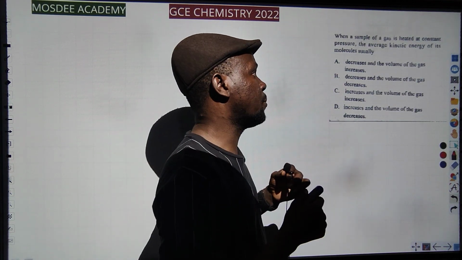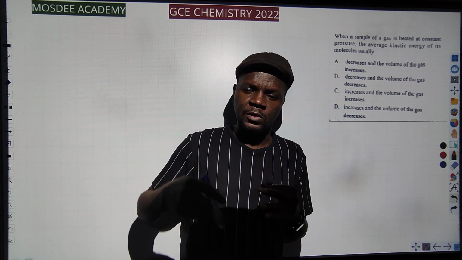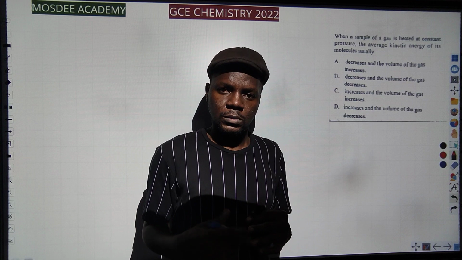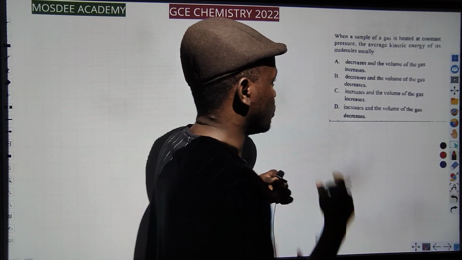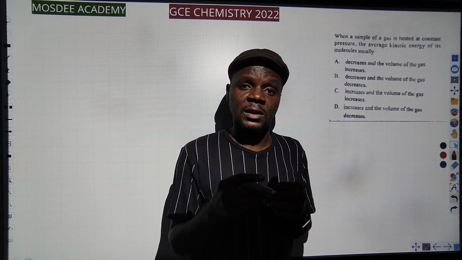This says, when a sample of gas is heated at constant pressure. The key for us is it was constant pressure. So when pressure is constant, you can always think of Charles' law. You can say kinetic theory of gas. The ability to attach a question to a topic makes you understand the question better. When you understand the question better, you would be able to get them quickly. So the average kinetic energy. What is the measure of average kinetic energy?